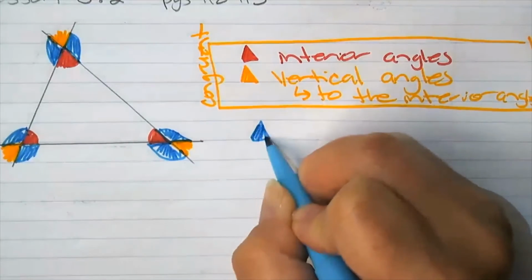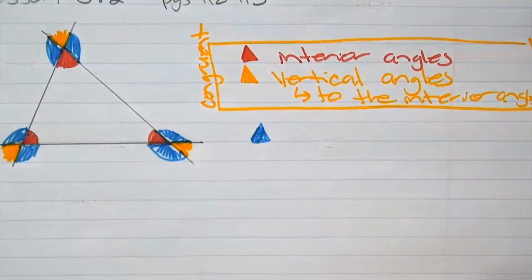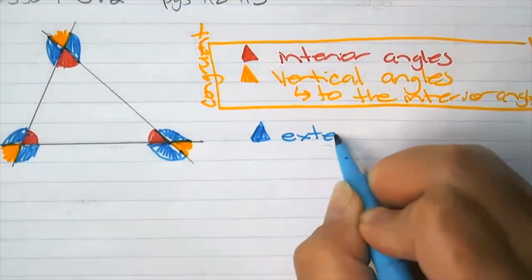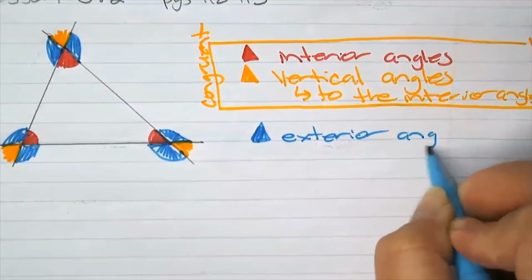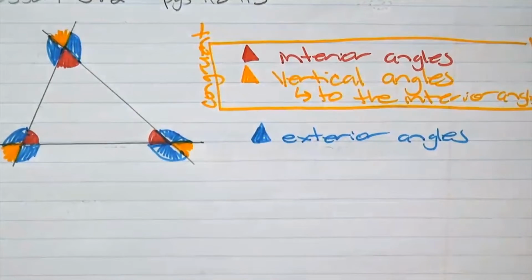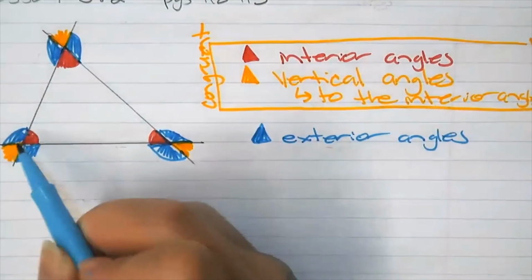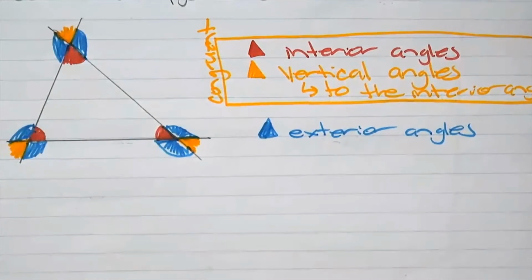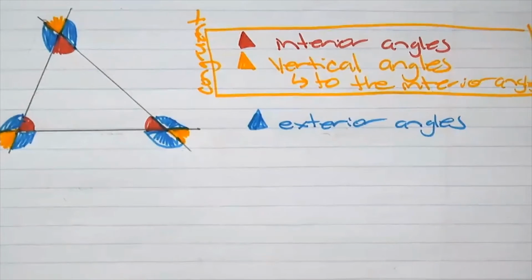So what would we call these angles now? The exterior angles, yes. So these blue angles are considered the exterior angles. They're on the outside of the triangle.